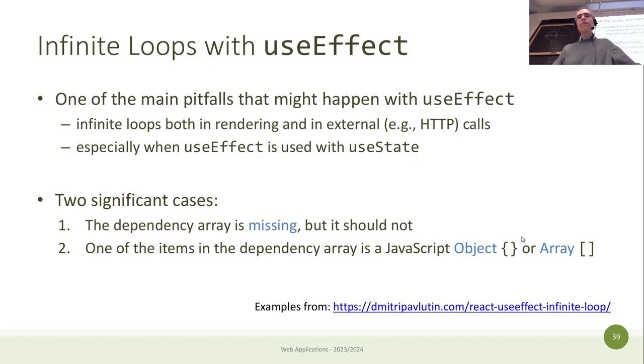Why? Because objects and arrays in JavaScript are references. So they're actual values, but values that you don't control because they are referenced, like pointers in other languages, in C language and so on. Sometimes you need to create a new pointer because you create a new array or a new object, but sometimes the creation of a new object or new array is not under your control. So you end up having something that has changed, but whose content is the same.